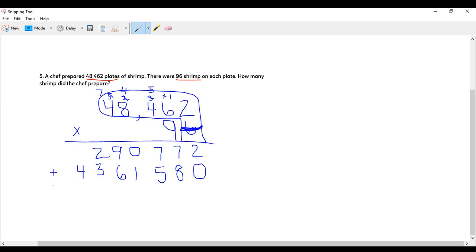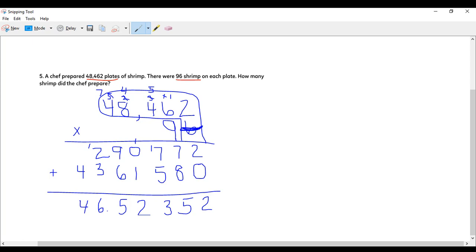I'm going to add those two numbers up. 2 plus 0 is 2. 7 plus 8 is 15. Carry my 1. 7 plus 1 is 8, plus 5 is 13. Carry my 1. 0 plus 1 plus 0 is 1. 9 plus 6 is 15. Put my 5. Carry my 1. 2 plus 1 is 3. Plus 3 is 6. And 4 plus 0 is 4.